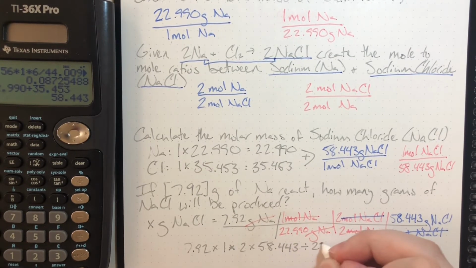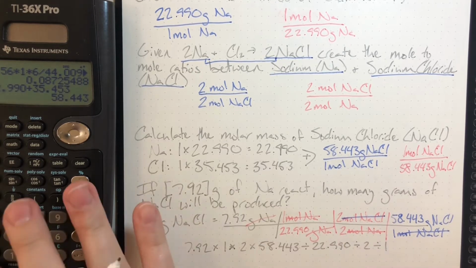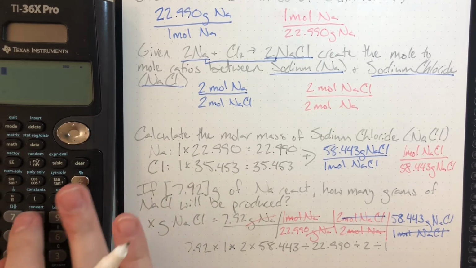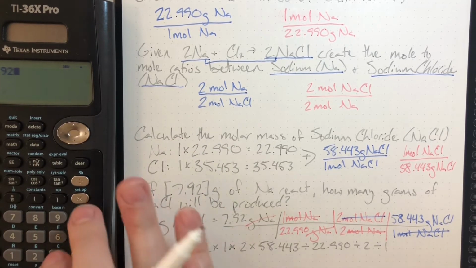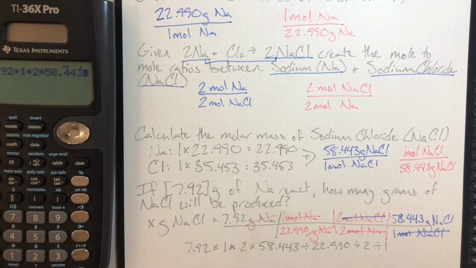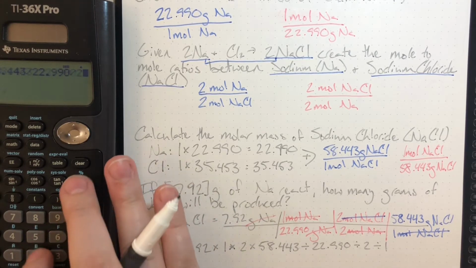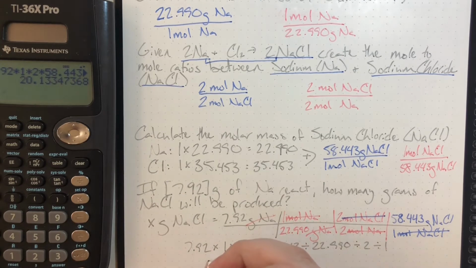divided by 22.990, 2, and 1. That will give me the number 20.13347368. I want 2 decimal places, 1, 2. So this first 3 is the last number that I care about.